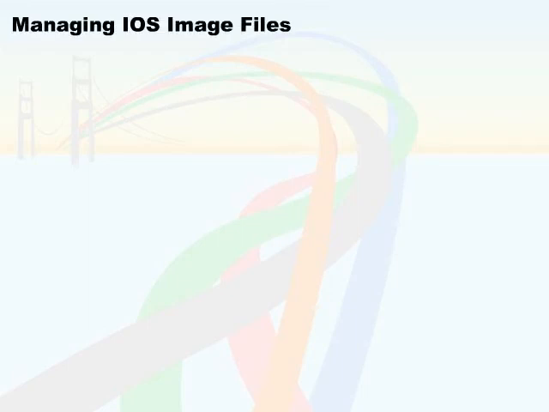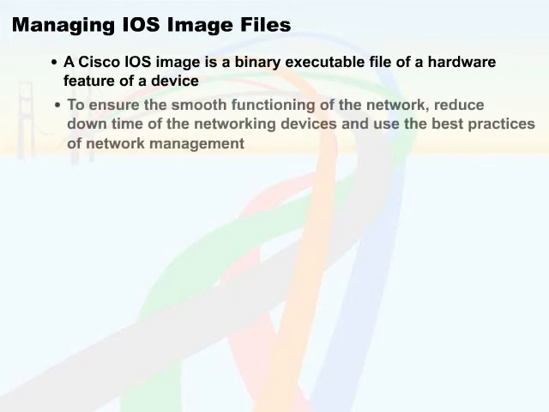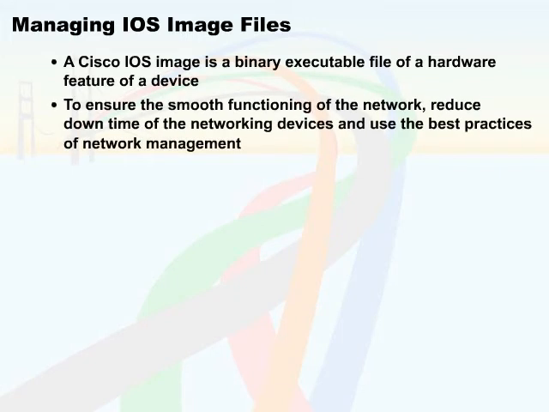Routers and switches use the operating system, the Cisco IOS, and configuration. A Cisco IOS image is a binary executable file of a hardware feature of a device. To ensure the smooth functioning of the network, reduce downtime of the networking devices, and use the best practices of network management, you have to manage the Cisco IOS images and configuration files efficiently. You can ensure this by using the correct versions and performing necessary backups.